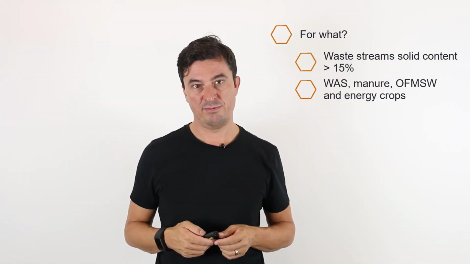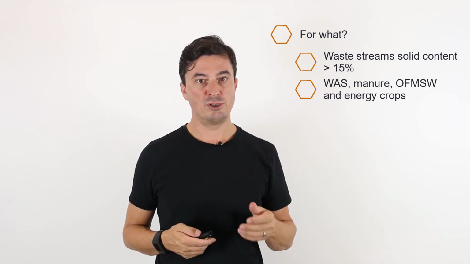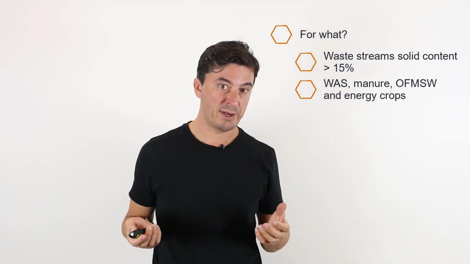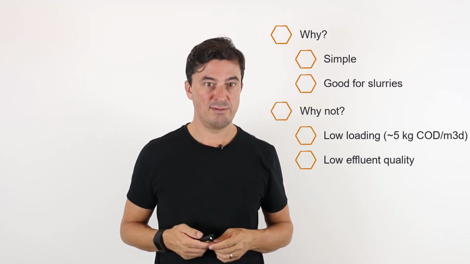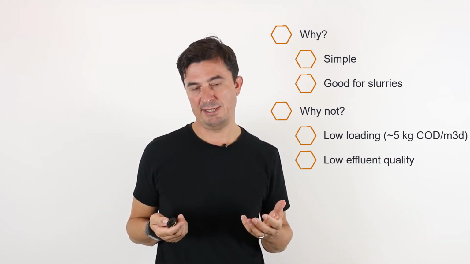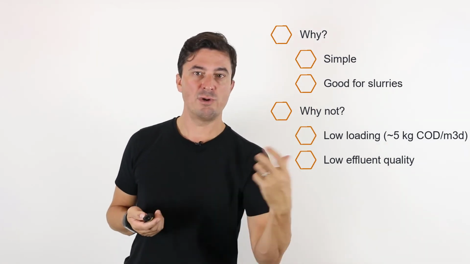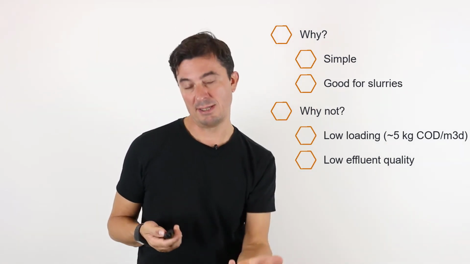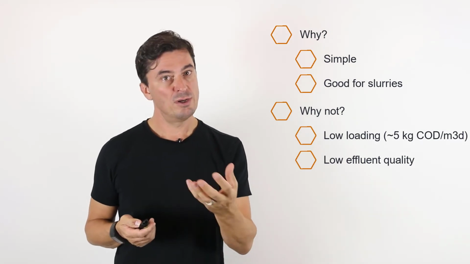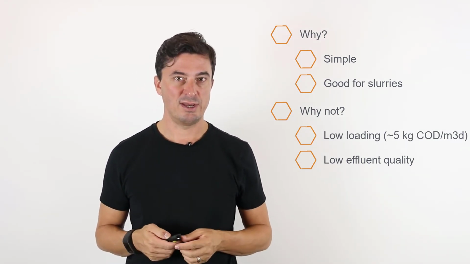So we use it for streams that have quite high solids content: sludge, manure, municipal solid waste, energy crops. We do it because it's simple and it's good for slurries, but we wouldn't do it for a low loading, so we need a big reactor. And the effluent quality isn't really good because we mix the waste with everything together, and so what comes out of the reactor is what is in the reactor. Right? So you still have to settle and separate and deal with a quite dirty effluent.